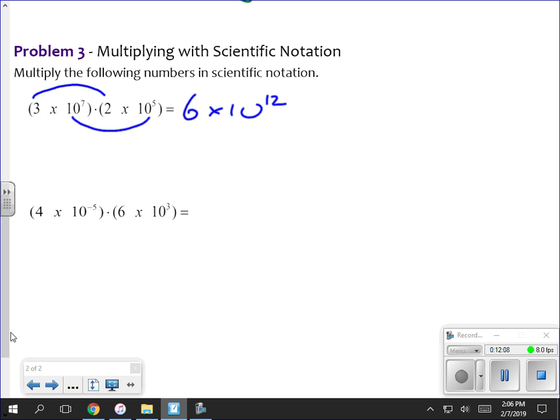So the next one. There's actually 3 steps to getting the answer on the next one. But my first step is still the same first step. Multiply the two numbers. 4 times 6, 24. Times 10. I multiply my 10s. What? 4 times 6 is 24, right? And then negative 5 plus positive 3 gives me negative 2.